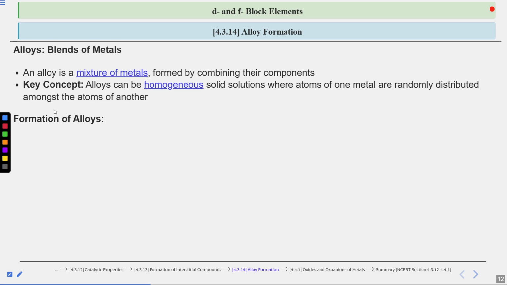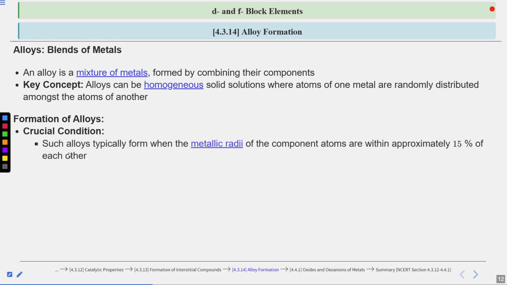Formation of alloys: the crucial condition is that such alloys typically form when the metallic radii of the component atoms are within approximately 15% of each other. What does that mean? Such alloys form when one metal's atom replaces another's in a crystal lattice, and when the metallic radii of the component atoms are within 15% of each other.